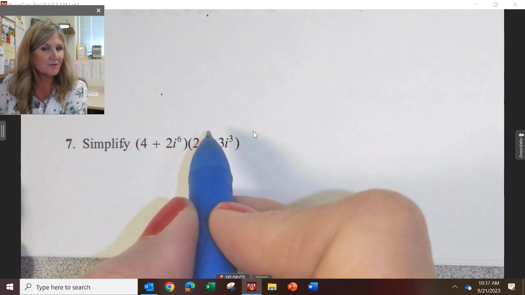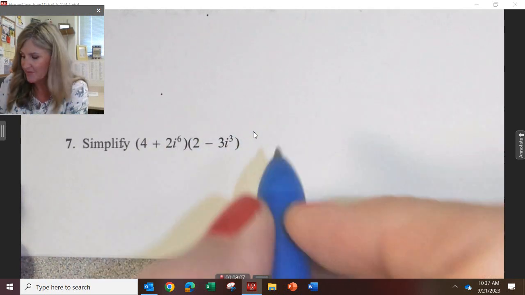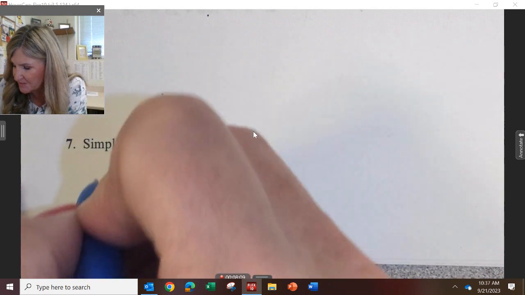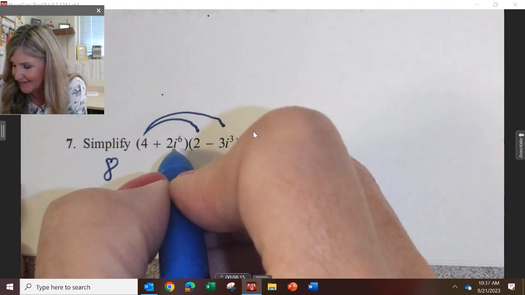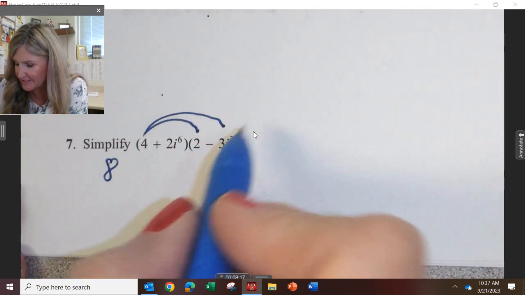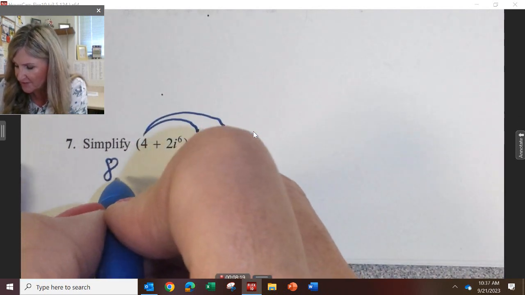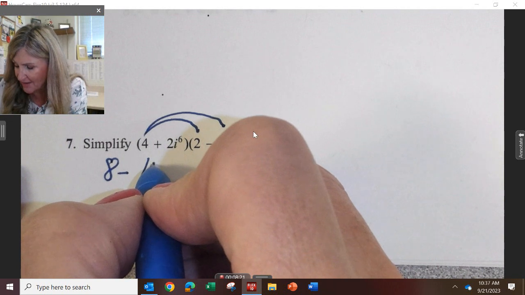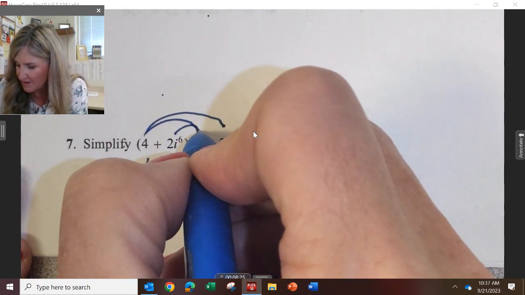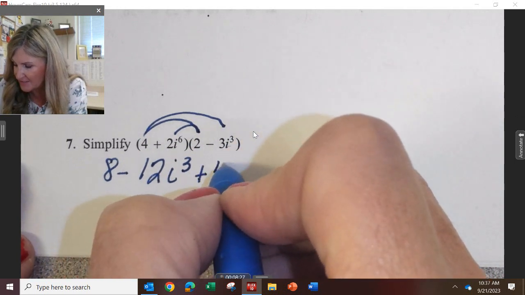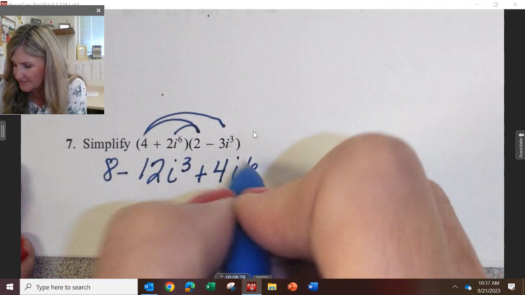I have to FOIL it all out, right? So I'm going to have to do the first times the first, which is 8. The outers, and I can't combine the outers and inners at once because they're going to be different terms. So I'm going to have not like terms. Negative 12i cubed. On the inners, I'm going to get plus 4i to the 6th.